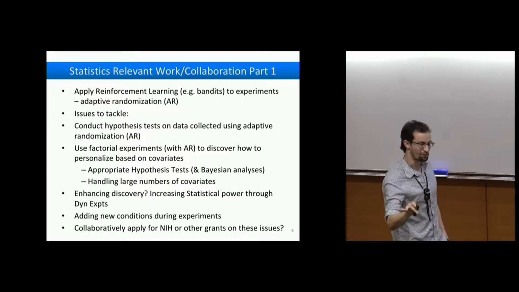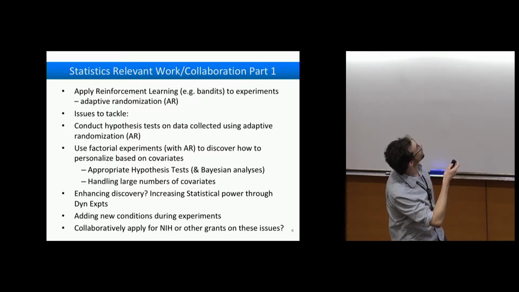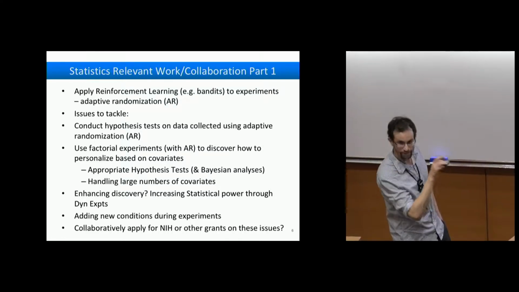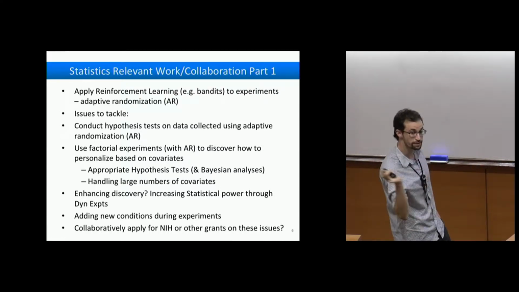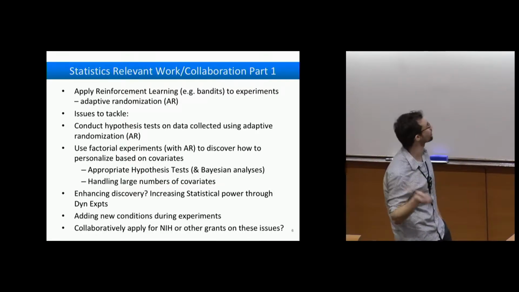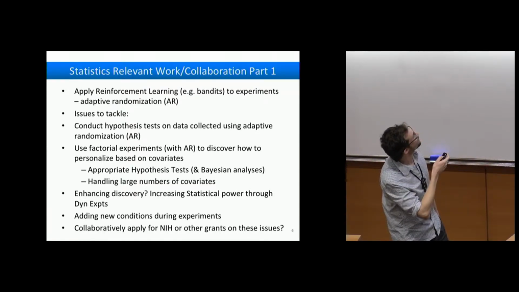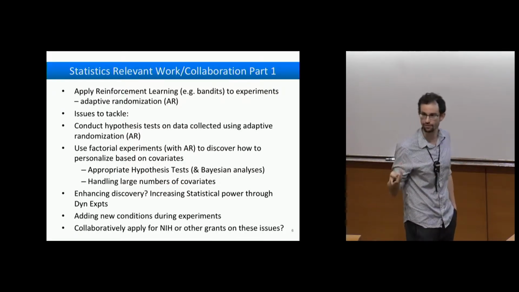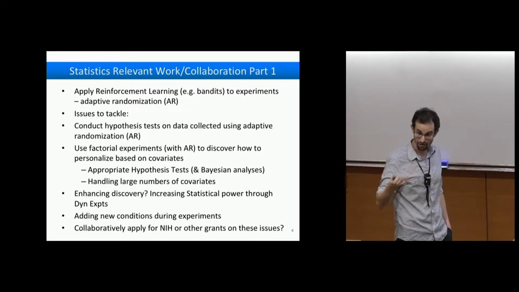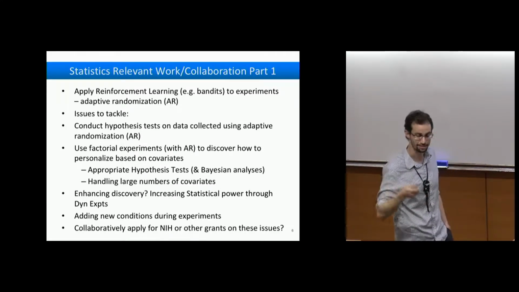And this is just a fire hose. So how do we in general apply reinforcement learning, like in multi-unbiased experiments? I think that's a general approach, but I'm open to other approaches, especially if I have more sophisticated collaborators who know about SMART and micro-randomized trials. Well, how do we conduct hypothesis tests on data collected using adaptive randomization? People have had really interesting ideas about how to modify the algorithm for data collection as well as the analysis.